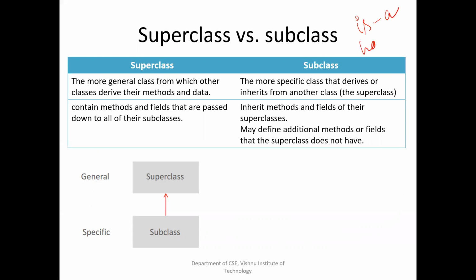we say about two relationships: is a relationship and has a relationship. Okay, is a relationship is this: every subclass is a superclass. Okay, if a class is derived from another class, we'll say that those two classes are in is a relationship.